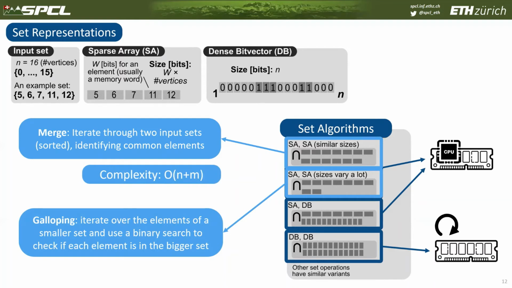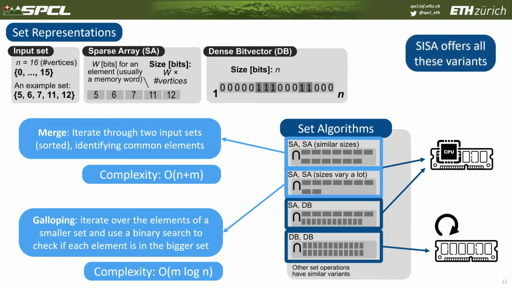While if we want to intersect 2 sparse arrays whose sizes vary a lot, we prefer a different variant called galloping, where we iterate over the elements of the smaller set, and then we use a binary search to find a specific element, one by one from the smaller set, inside the sorted bigger set. And the complexity of the scheme is m log n, where in this case m is the size of the smaller set and n is the size of the bigger set. Right? And again, in SISA we offer all these variants.